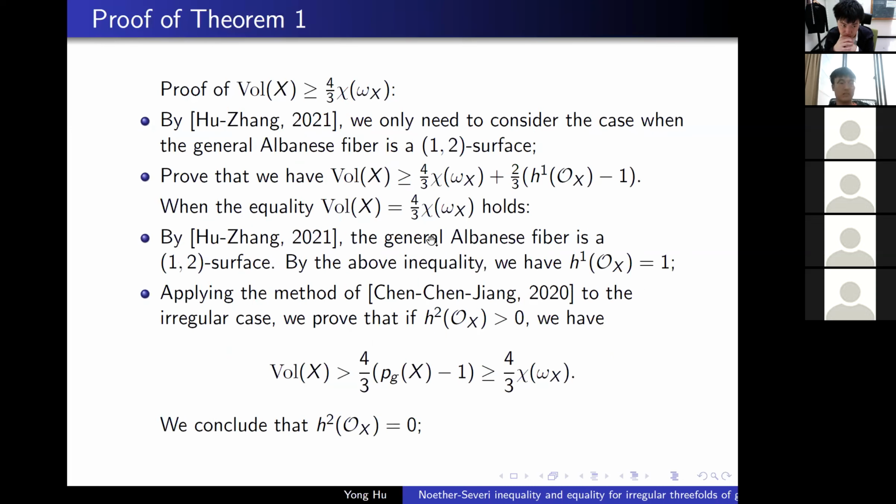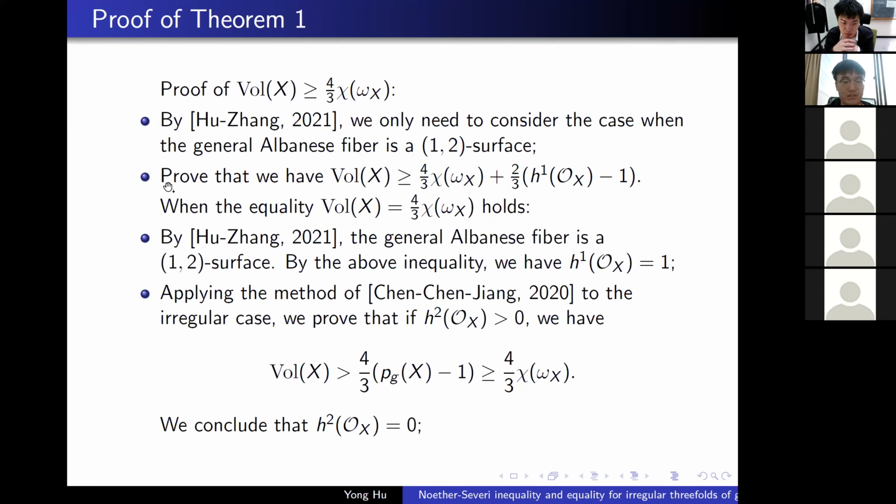Okay, now I will give a sketch of the proof of our Theorem 1. The proof starts from my joint work with Tong Zhang, published in 2021. We only need to consider the case when the general Albanese fiber is a (1,2)-surface. When the general Albanese fiber is not a (1,2)-surface, we proved that the canonical volume is larger than or equal to 2χ(ω_X). So we only need to consider the case when the general Albanese fiber is a (1,2)-surface.